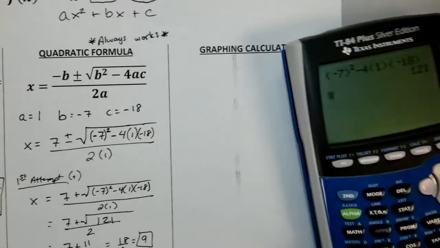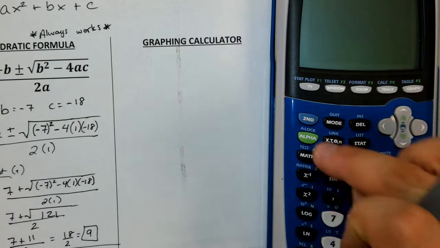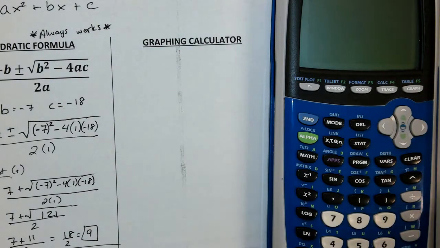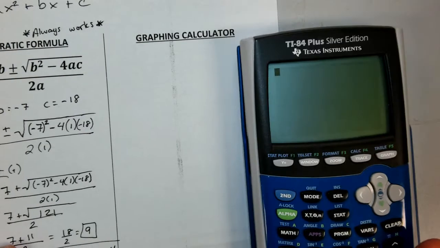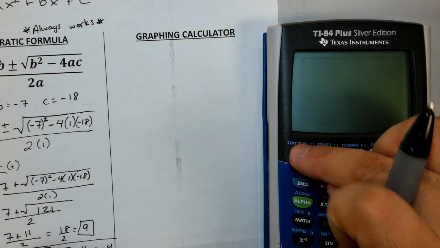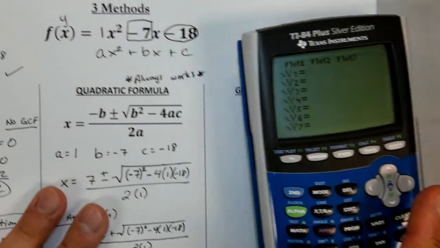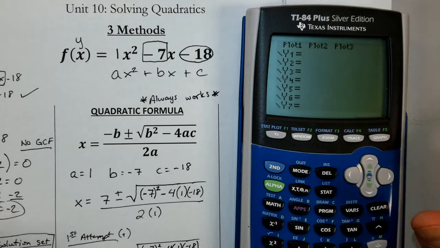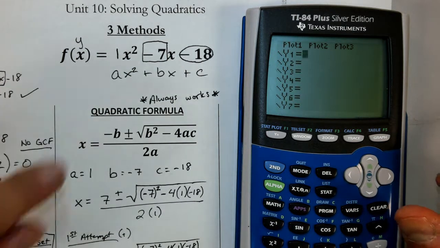So what you want to do is before you graph anything, you do want to reset your calculator. Second plus 712, enter. Okay, cleared. Always want to do that. So let's just hit the y equals button. So now you know what the equation is, and here's your equation. I am simply going to type in x squared minus 7x minus 18. I'm going to type that in.